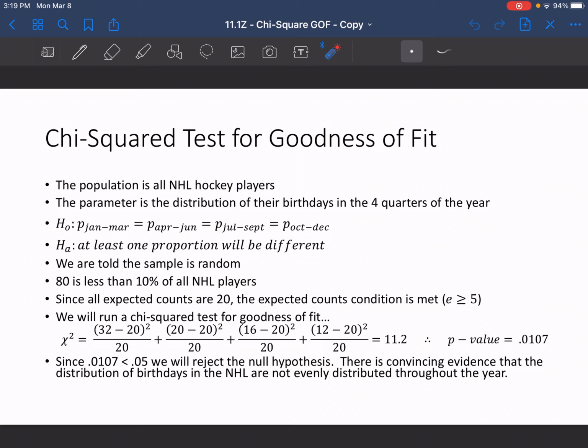And if we were comparing that to a significance level of 0.05, since our p-value of 0.0107 is less than 0.05, we would reject the null hypothesis, as there is convincing evidence that the distribution of birthdays in the NHL is not evenly distributed throughout the year.